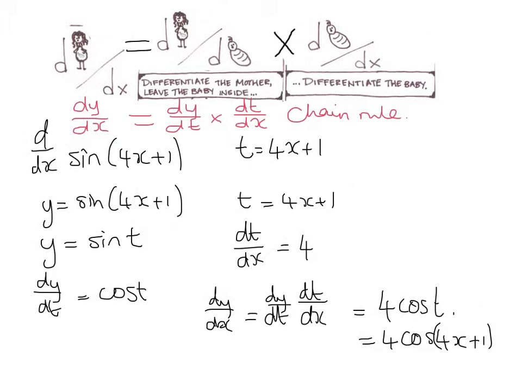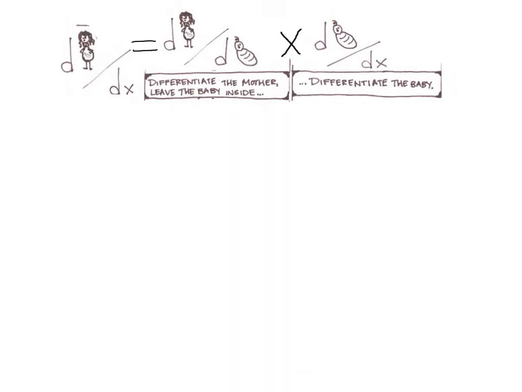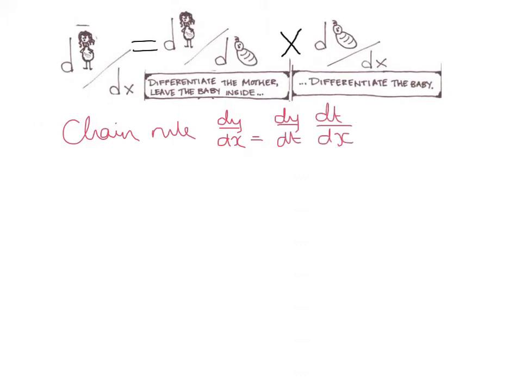And I kind of hope you're thinking that the whole baby thing is a lot easier. I'll show you another example so you can see the connection, because it is important to understand the chain rule in this form. It's just you don't have to think in this way every time you differentiate. So to recap, the chain rule in its proper mathematical form tells us that dy by dx is equivalent to dy by dt, dt by dx, and t is our baby.